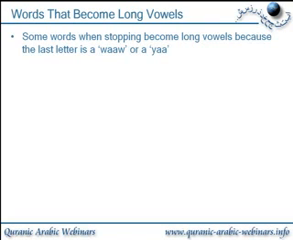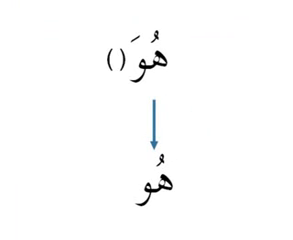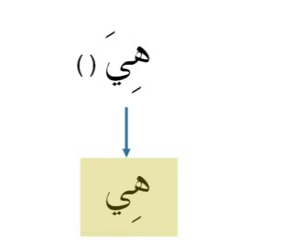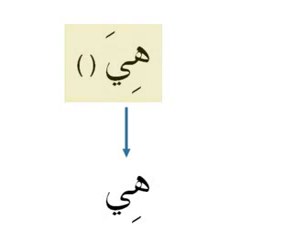Now the next rule, some words when stopping become long vowels because the last letter is a waw or a ya. For example, if you have the word huwa and you're stopping, the waw goes sakin, and effectively this turns into the long vowel dhamma waw. So it would be read as hu, too long. And here we have hiya, which we're stopping on, so the ya goes sakin, so effectively it becomes the long vowel kasra ya, so this becomes hee, too long.